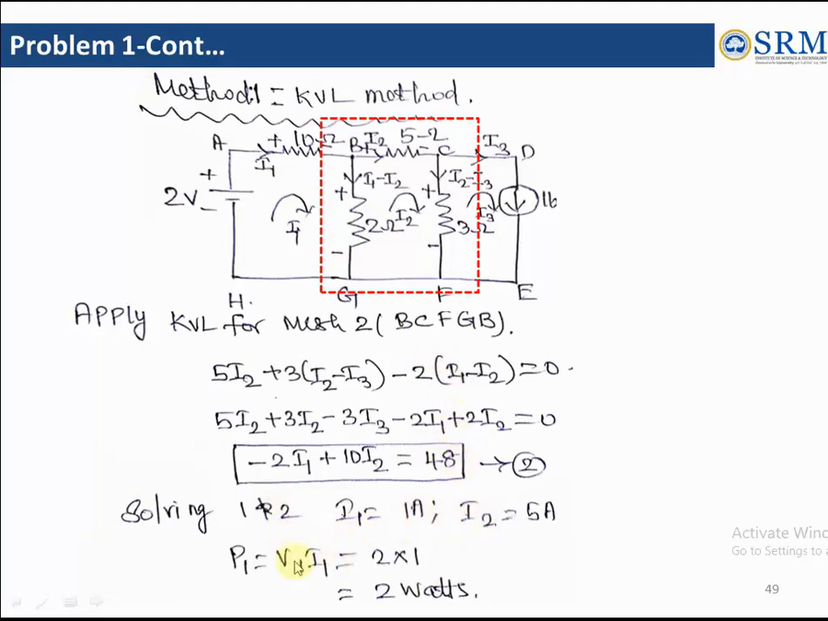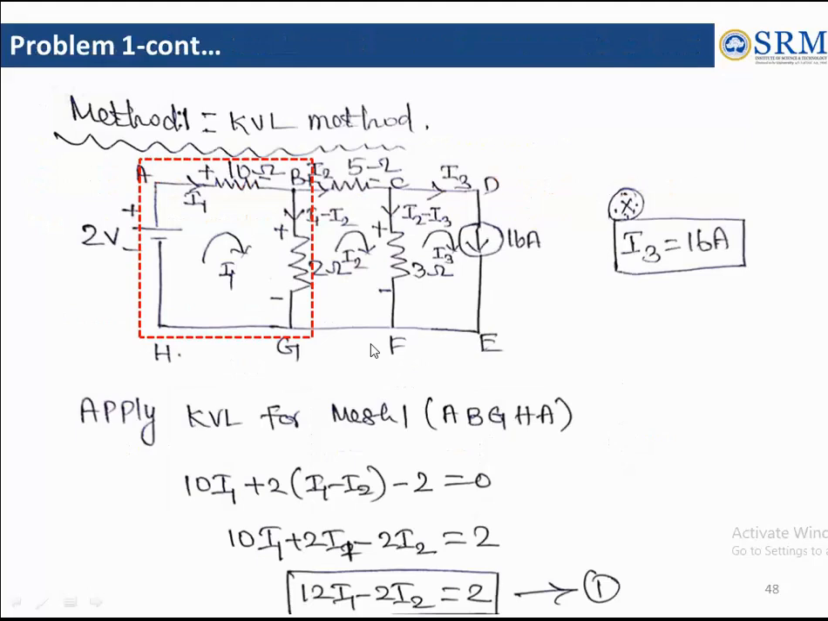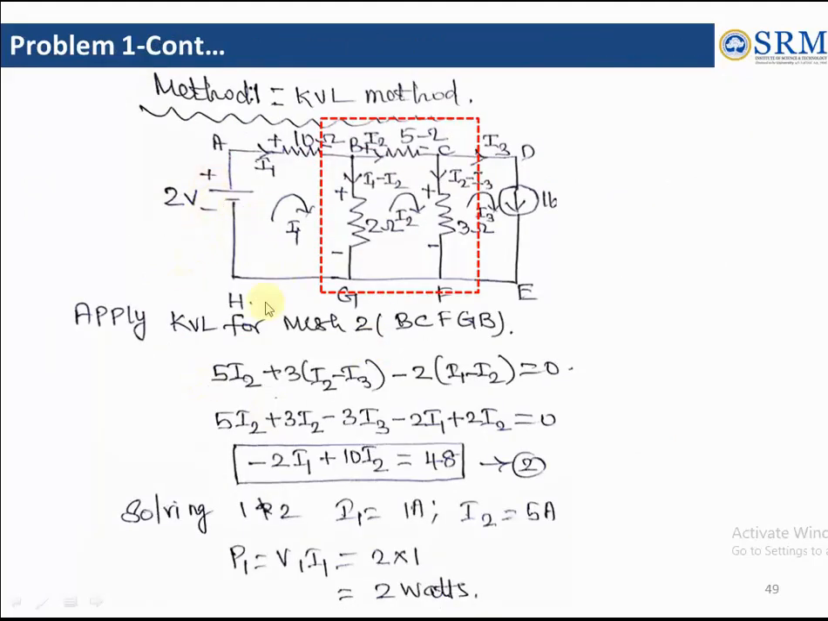They ask us to find the power, right, supplied by the 2 volt source. What is the formula to find the power supplied by 2 volt source in terms of voltage? Power equal to voltage into current. So we have found the current in the first mesh, right? In the 2 volt supply, what is the current flowing in this mesh? I1. So P1 equal to V1 into I1, that is 2 volt into 1 ampere current, we get 2 watts.